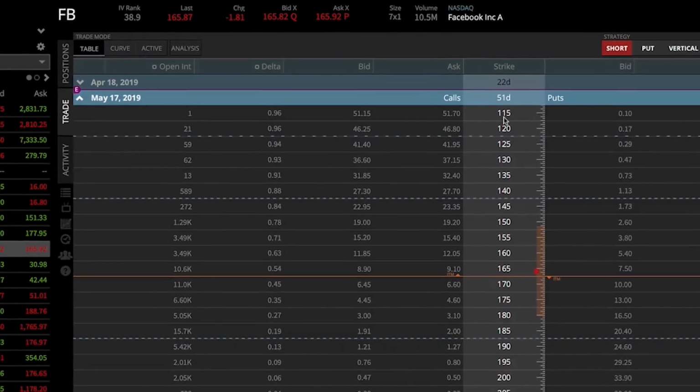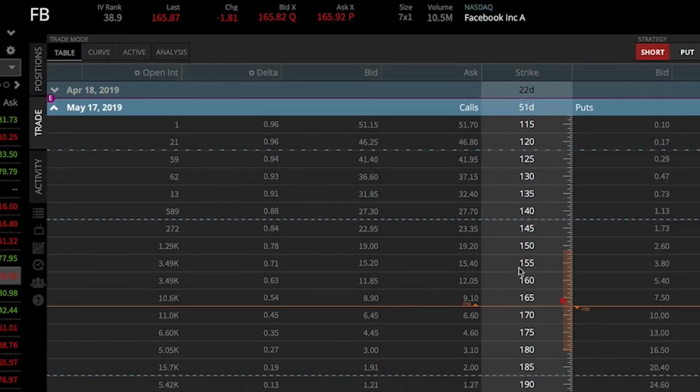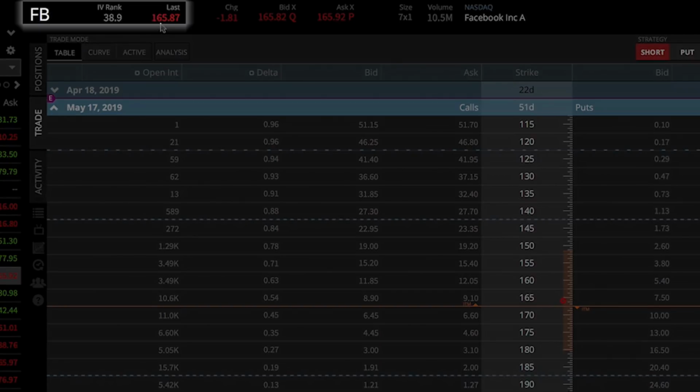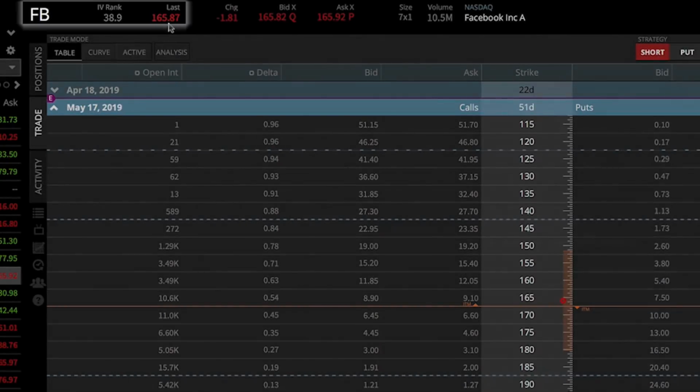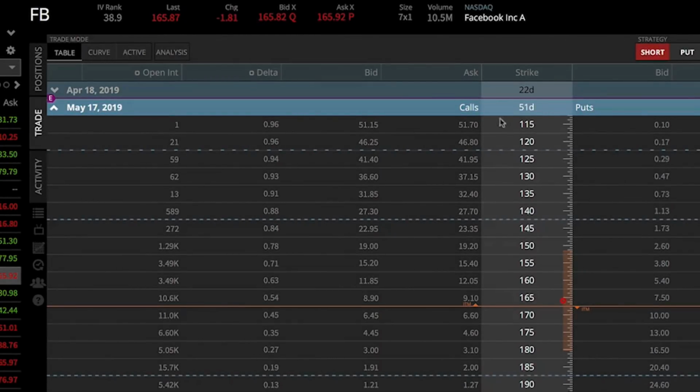Now, the main concept I want to focus on here is that call options with lower strike prices are more valuable than call options at higher strike prices, and that's especially true when the call's strike price is below the current stock price. Right now, Facebook shares are trading at $165.87, and if we look at this 115 strike call option that expires in 51 days, we can see that the 115 call is being valued around $51.50. That makes sense to me because this 115 strike price is just over $50 below the current Facebook share price of $165.87.